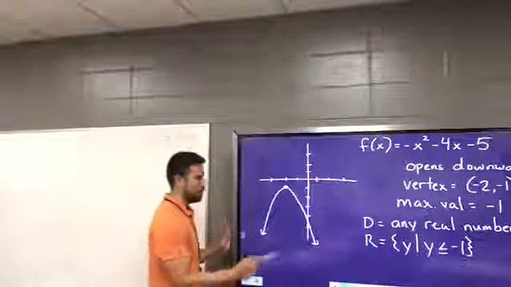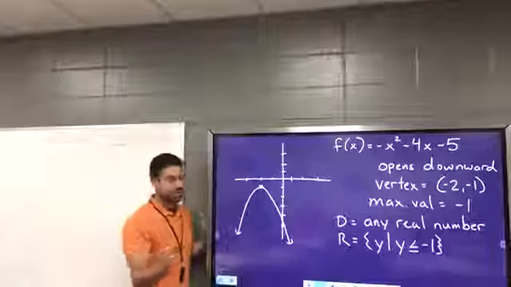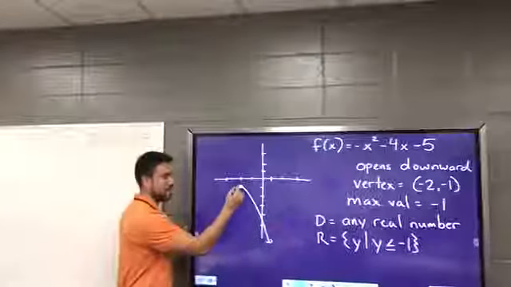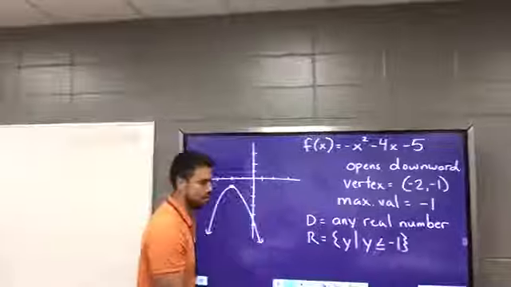Whoa. Where did they get that negative 1? Can it be anything below the vertex y value? Yes, it can. That's where I have to get it.